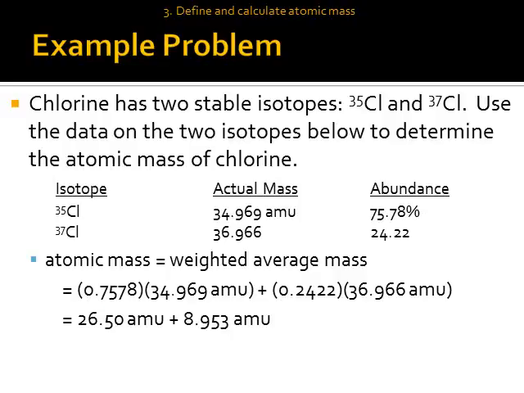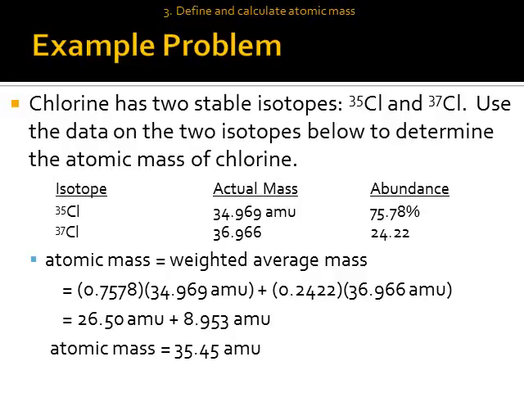Now, when we add and subtract, remember our rule is not number of sig figs, but it's decimal places, or precision. Looking at the precision of these measurements, I need to round my answer here to the hundredths place. So when you plug this in, your calculator is going to tell you 35.453, but then we should round that to just 35.45 AMUs.